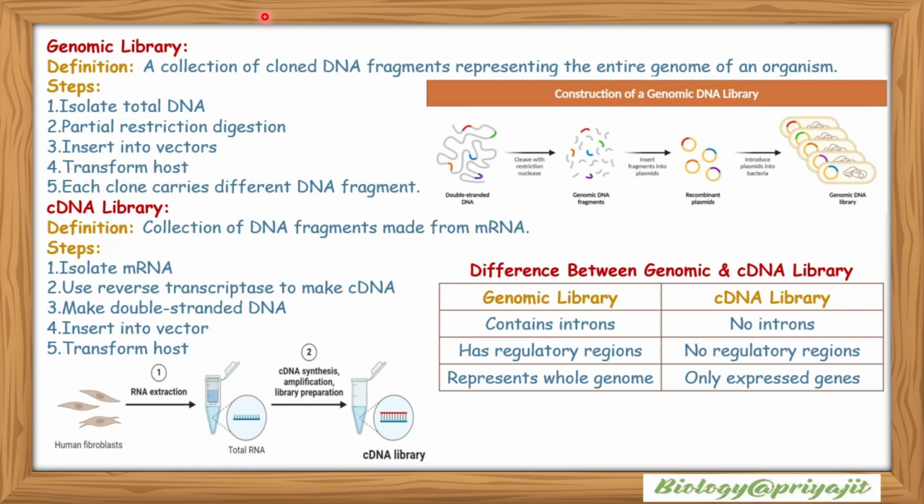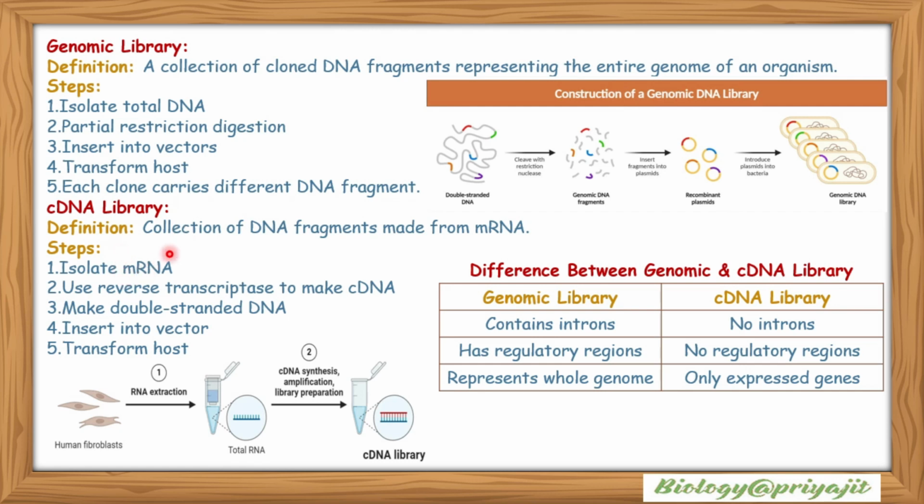Genomic library, a collection of cloned DNA fragments representing the entire genome of an organism. So steps are: isolate total DNA, partial restriction digestion, insert into vectors, transform host, and each clone carries different DNA fragment. This is the construction of genomic DNA library. Here double-stranded DNA is cleaved with restriction nucleases, then genomic DNA fragments are produced, then they are inserted into plasmid, then recombinant plasmids are produced, then they are introduced into bacteria, then genomic DNA library is formed.